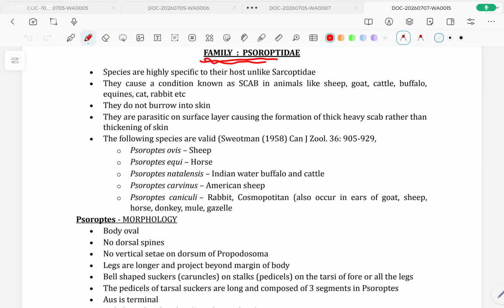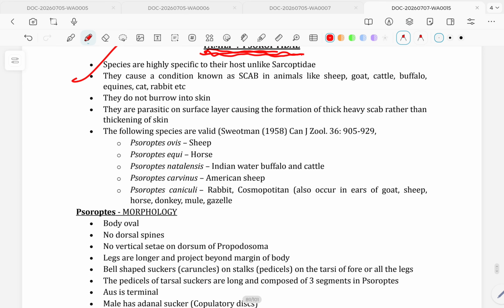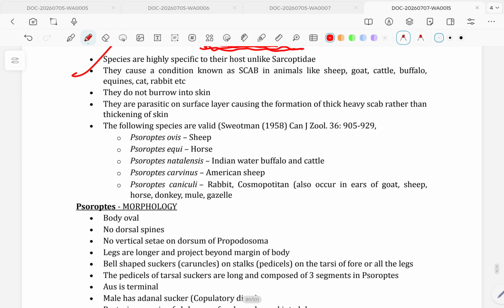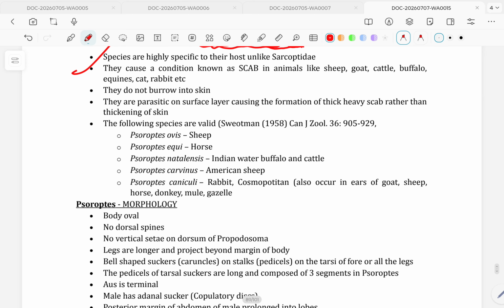Family Psoroptidae. Species are highly specific to their host. Unlike Sarcoptidae, they cause a condition known as scab in animals like sheep, goat, cattle, buffalo, equine, cat, rabbit, etc.